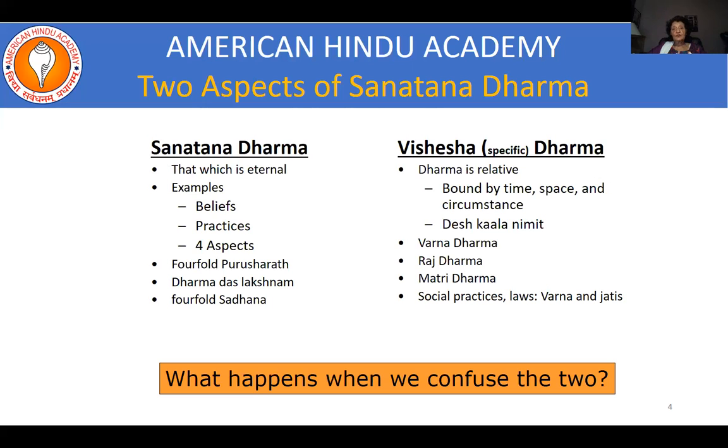If someone comes to harm your child at your door and demands where is the child, you will tell a lie. You will not disclose where the child is because your specific dharma at this time and at this moment and place is to protect the child. So that is an example to show that Vishesh Dharma is relative and bound by time, space, and circumstances. It is called in Sanskrit Desh, place, Kal, time, Nimit, bound by that.